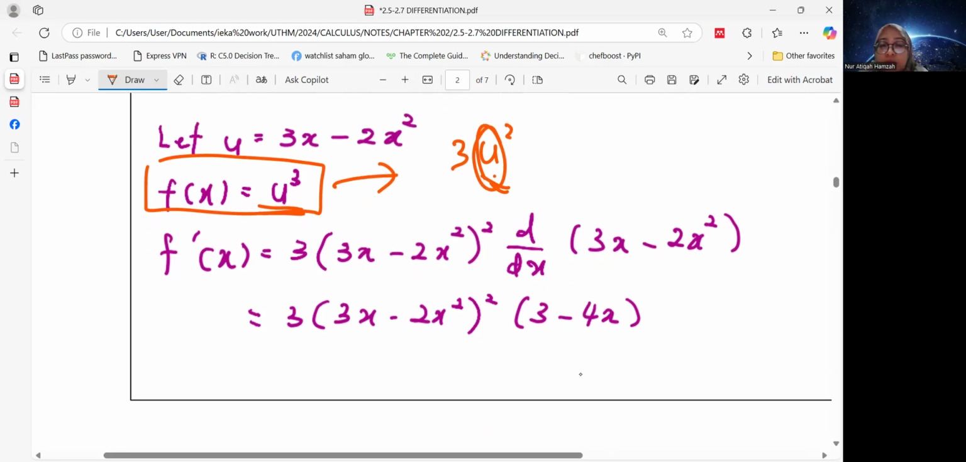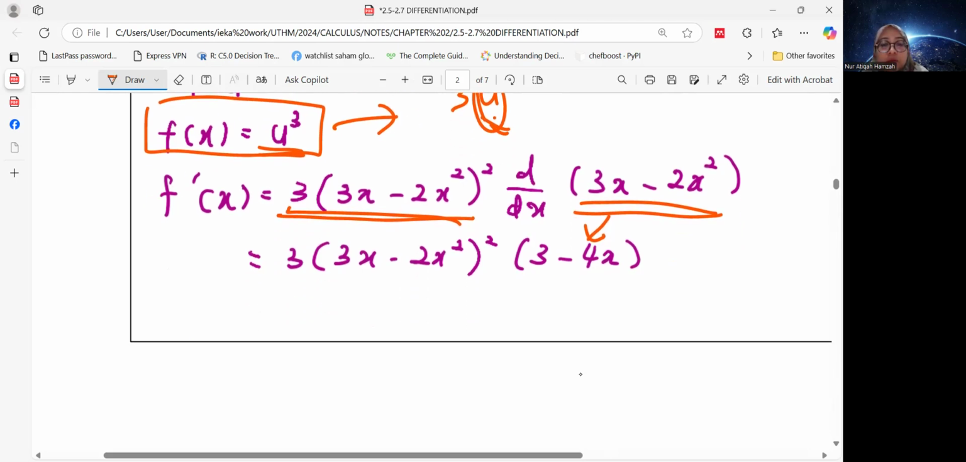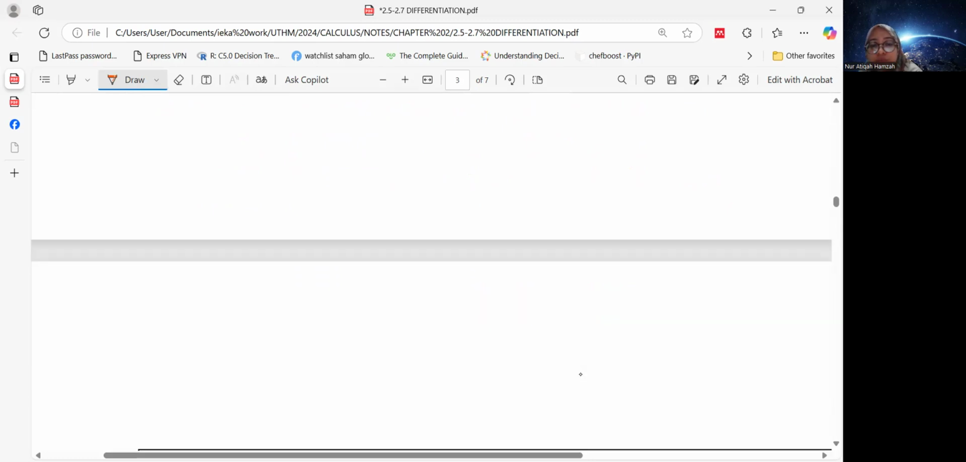Jadi f prime x is equal to 3 times (3x minus 2x squared) to the power of 2. This is the first part and then you have to differentiate the inner part. So d/dx of 3x minus 2x squared. So differentiate this part, you get 3 minus 4x. So the answer will be 3 times (3x minus 2x squared) to the power of 2 times (3 minus 4x). This is our answer.